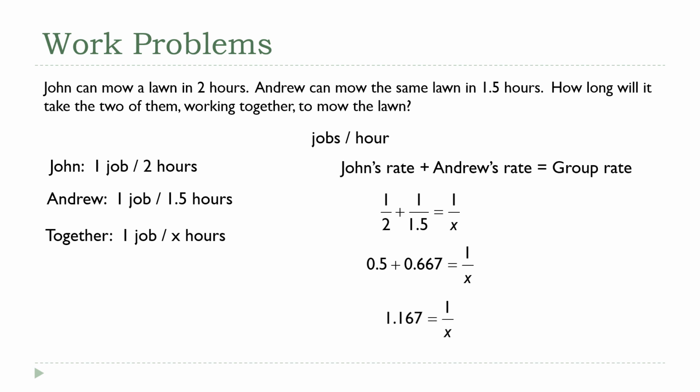So if I add the left-hand side, that becomes 1.167 equals 1 over x. Multiply both sides by x: 1.167x equals 1. And then if we divide, we're going to get our final answer. Working together, it will take them 0.857 hours. Good, and that is less than both of their individual times, which is exactly what we expected to happen.